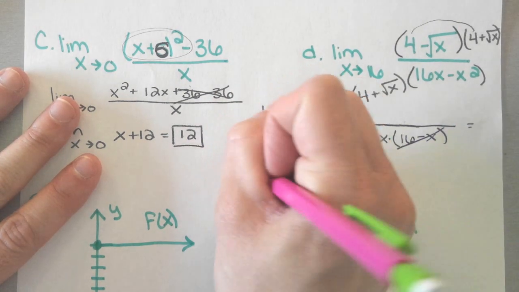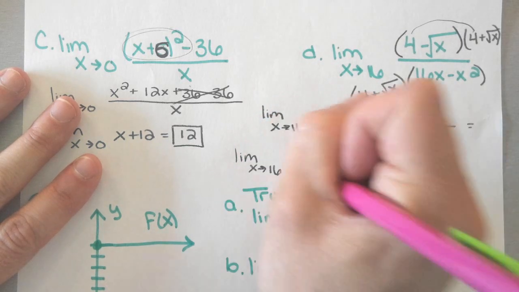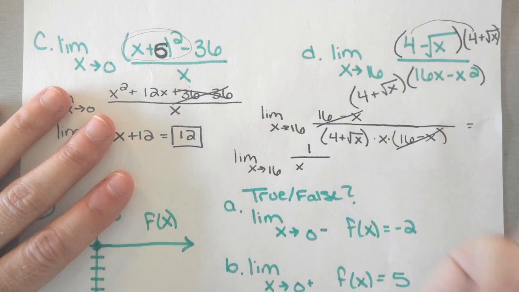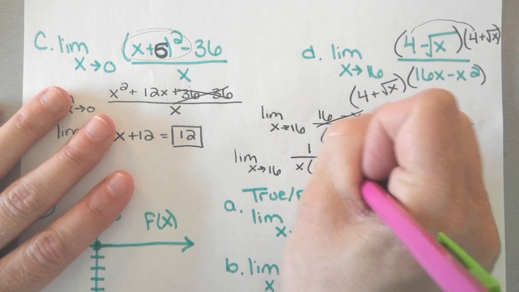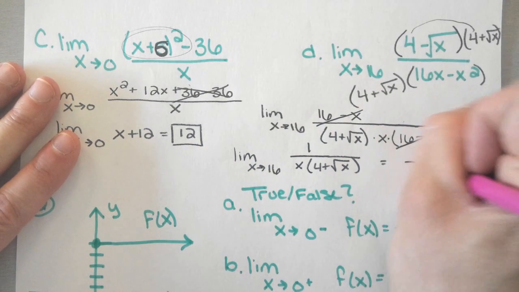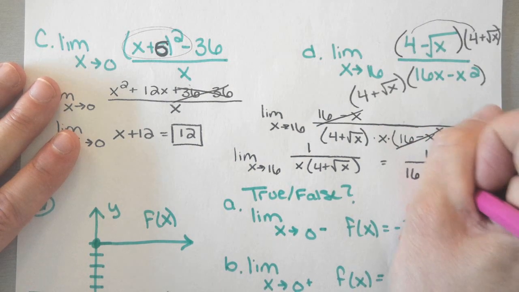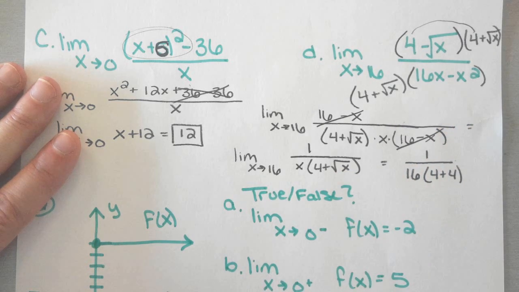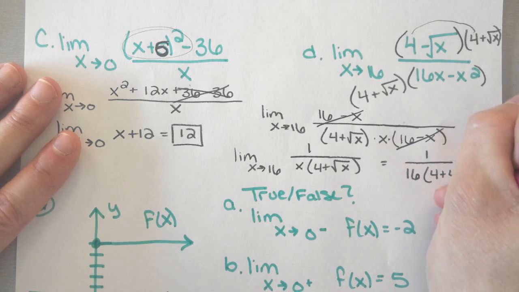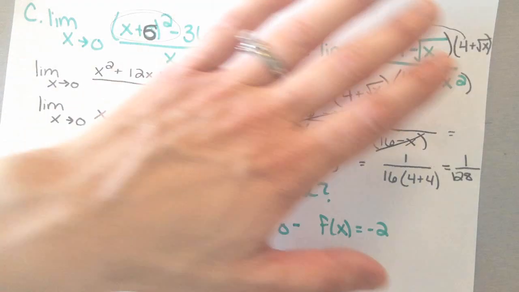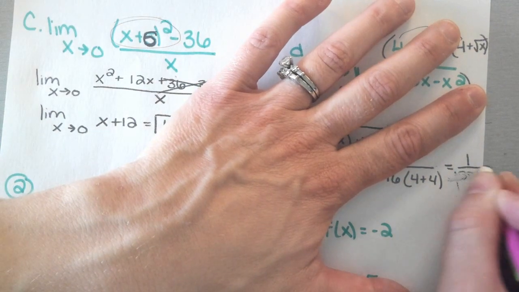The limit as x approaches 16 of 1, so everything's gone in the top, over x times 4 plus root x. Can I plug in the 16 now? Yes, it won't make my denominator 0. 1 over 16 times 4 plus 4. The square root of 16 gives me that second 4. So I have 1 over 16 times 8, and I think it was 128. Yeah? Let me make it look better. Is that what we got?